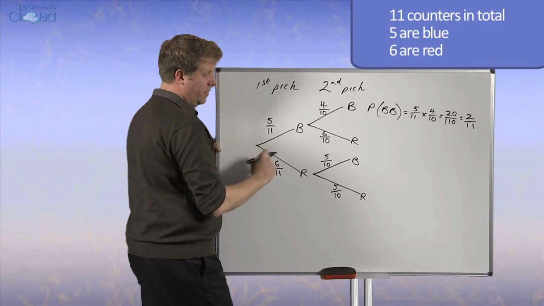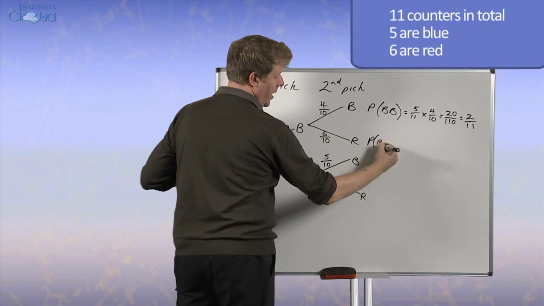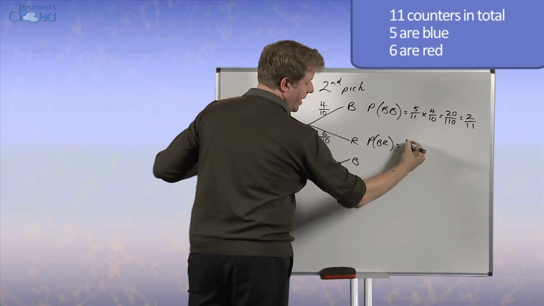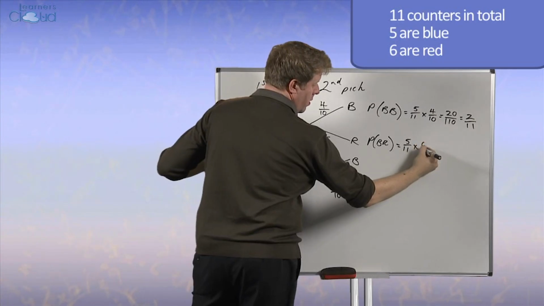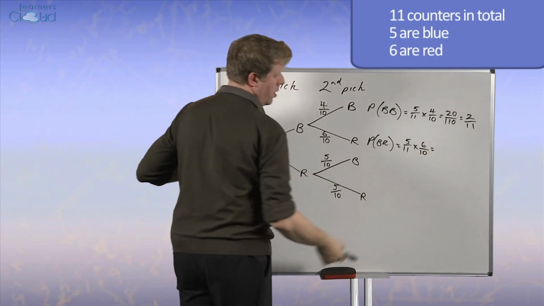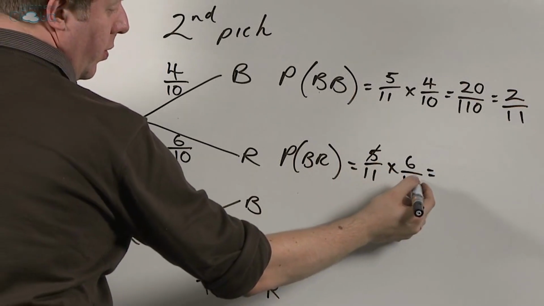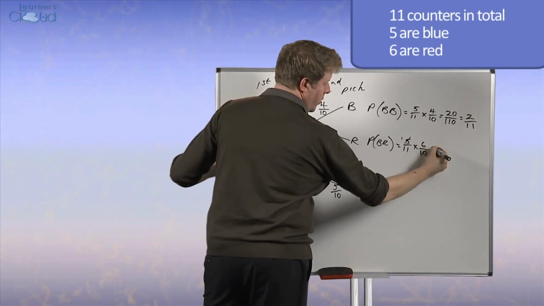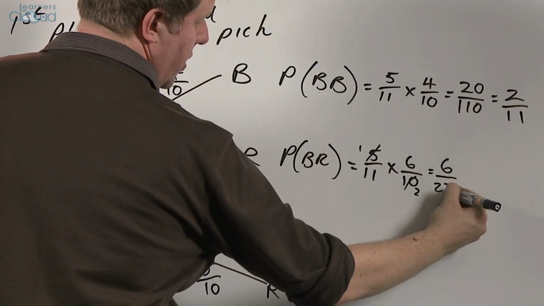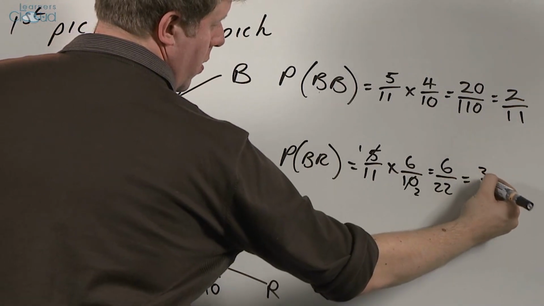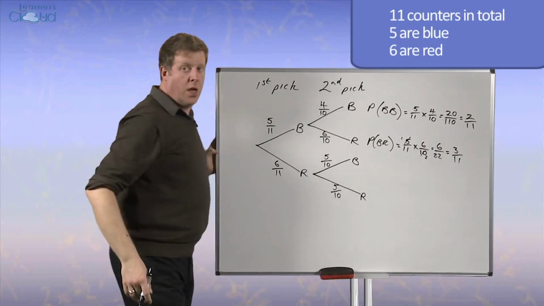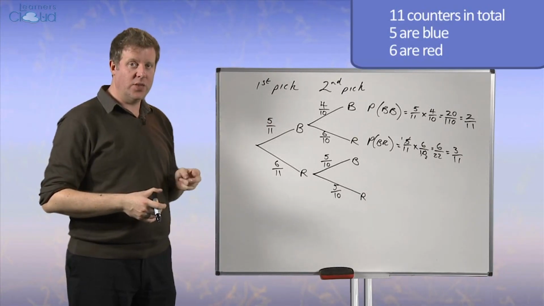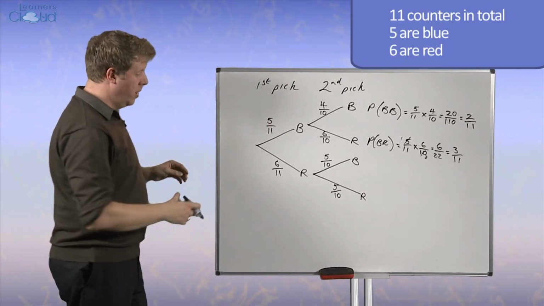Blue, then red, that's the probability of BR. 5/11 times 6/10. We could do a little bit of cross-cancelling if we wanted here, 1 and 2. So that will equal 6 over 22, or 3/11. So we've worked out 2 possible outcomes so far, and there's 2 more we need to work out. So let's carry on with those.